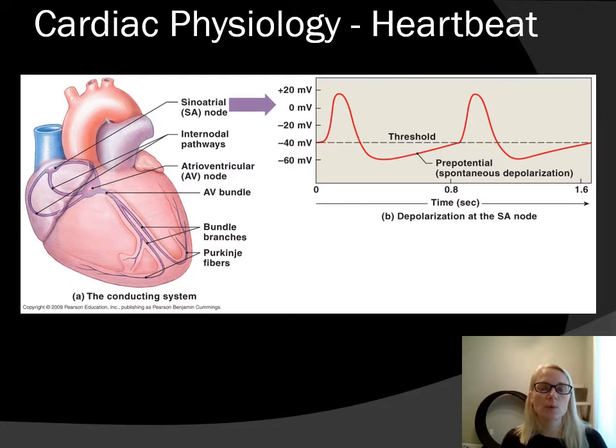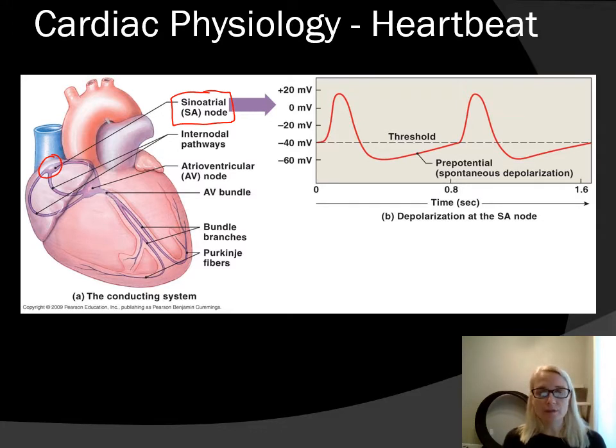Okay, so when we take a look at that signal that starts all of the muscle contraction, it starts at a region of the heart called the SA node. It is embedded at kind of the upper right-hand corner of your right atrium, and it stands for sinoatrial node. The SA node, sometimes called the pacemaker because it's the one that sets the pace.